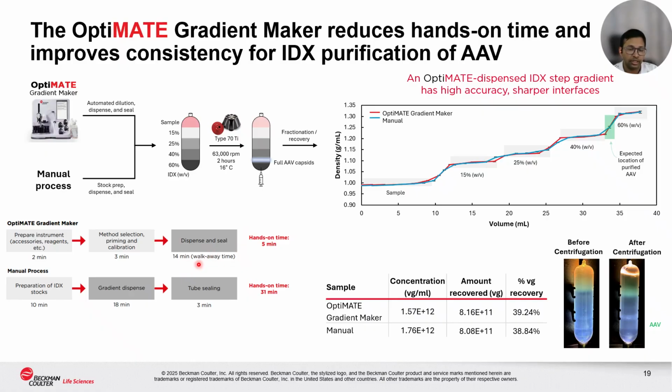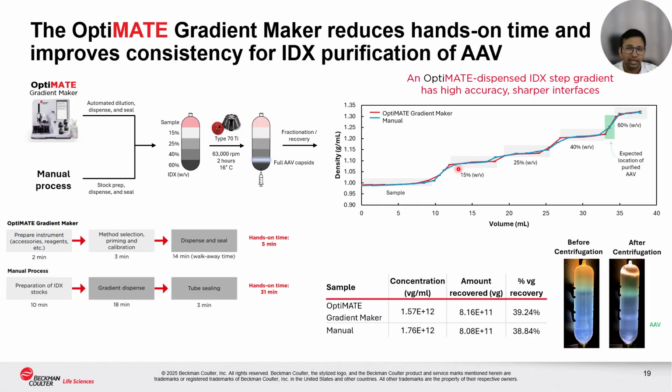It takes about 14 minutes, a little bit shorter than this, but in total you're looking at a hands-on time of 5 minutes. And then when we look at the gradient profiles, this is a manual gradient in blue that I dispensed, and in red you see the OptiMATE Gradient Maker dispensed step gradient. And what you see in this faint light gray is what we expect of pipetting errors. And so what you see is an OptiMATE dispensed iodixanol step gradient matches very well with the manual gradient.